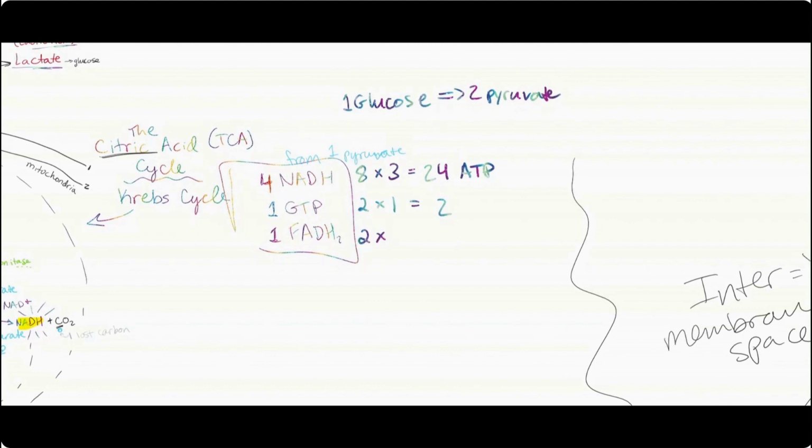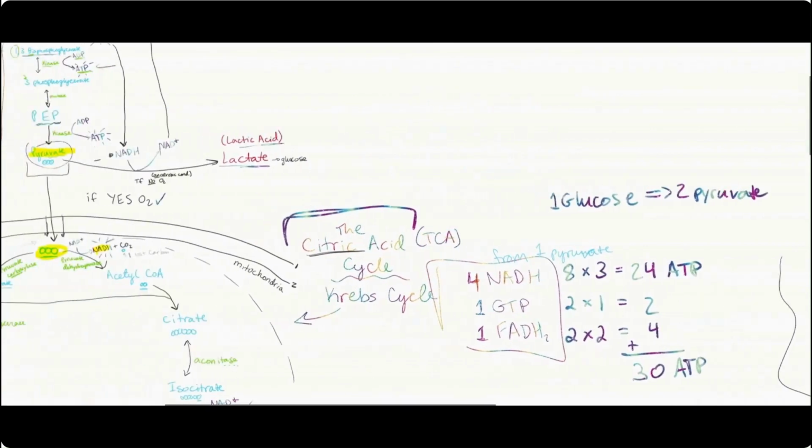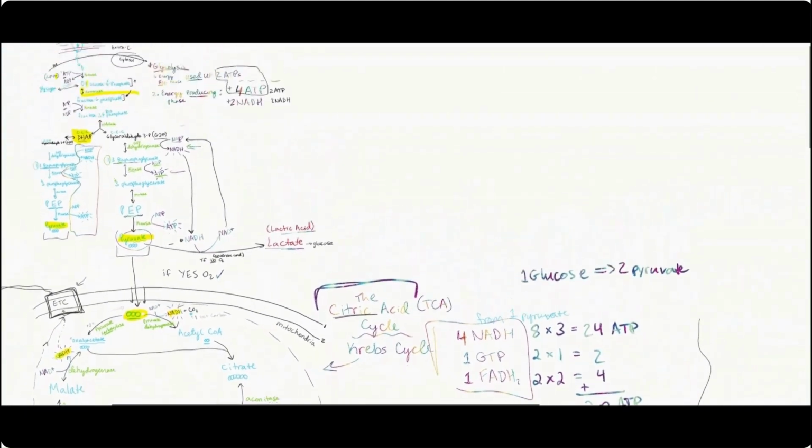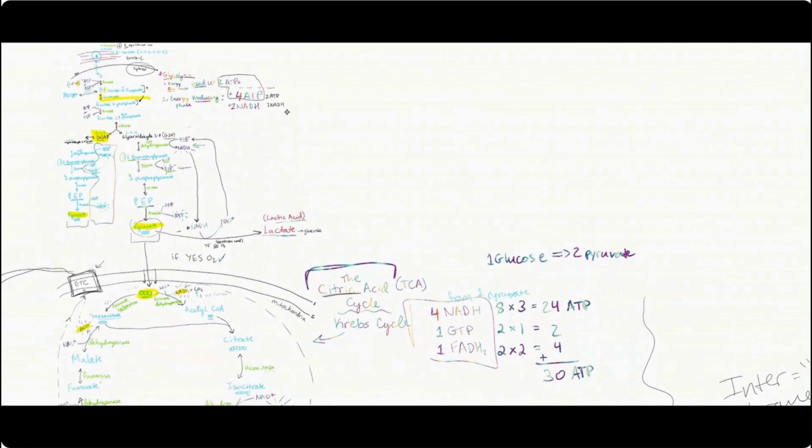And then for FADH, 2 times 2 is 4. And so adding this all together, we end up with 30 ATP. But remember, this is just from the citric acid cycle. We also need to add in the energy that we are going to get from glycolysis, right? So zooming out a bit further, from glycolysis, we got 2 ATP and 2 NADH.